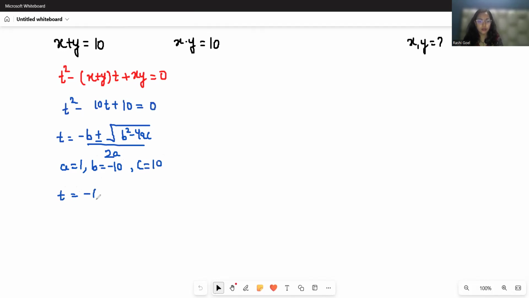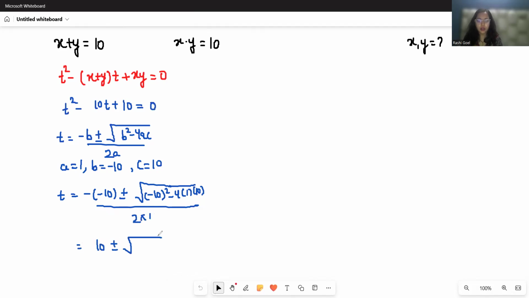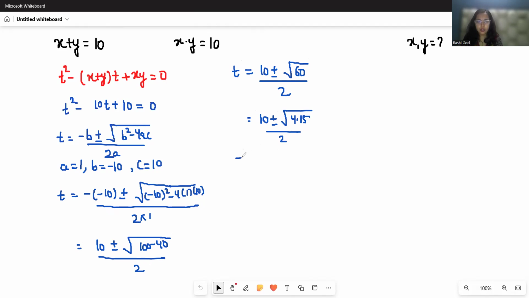So t is equal to minus minus 10 plus minus under root minus 10 square minus 4 times 1 times 10 by 2 times 1. So 10 plus minus under root 100 minus 40 by 2. So t is equal to 10 plus minus under root 60 by 2. So 60, we can write it as 4 times 15. So this gives us 10 plus minus 2 root 15 by 2.